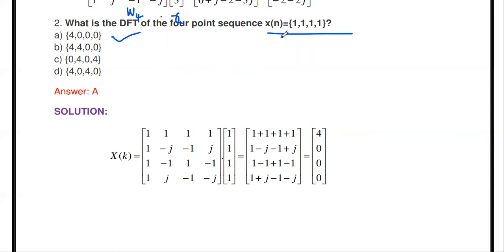Okay. So these are all standard answers. If 4 ones come, the first answer is 4. The first answer is nothing but the addition of all samples in a given x of n in any DFT problem. Okay, so the remaining are all 0. Similarly, if the x of n is 8 ones, the first answer is 8, and the remaining 7 values are 0. So these are some of the answers, easy to remember.